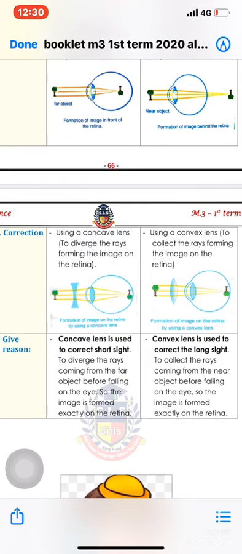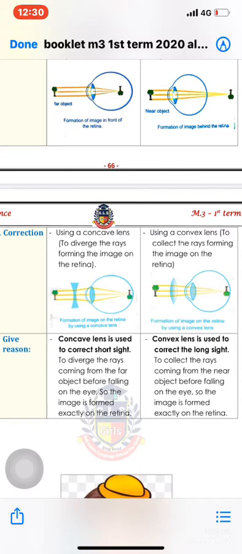In short-sightedness, I will use a concave lens to diverge the rays, forming the image on the retina. In short-sightedness, the image is formed before the retina. So what do I need here? I need to wear a concave lens before my real eye lens. Why? This lens will diverge the rays which are going inside my eye lens, so the image will be formed better, exactly on the retina, not before the retina. I will decrease the convexity of the lens.